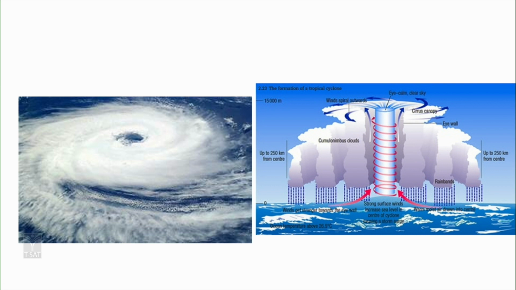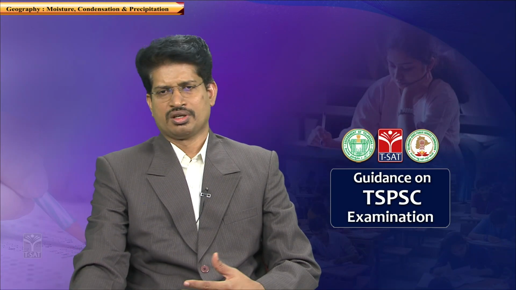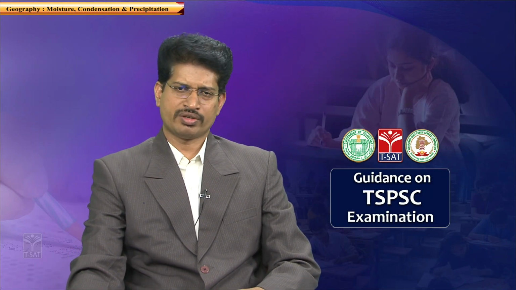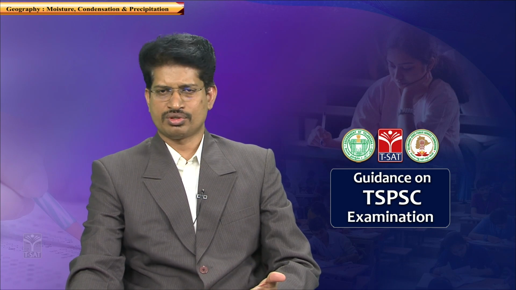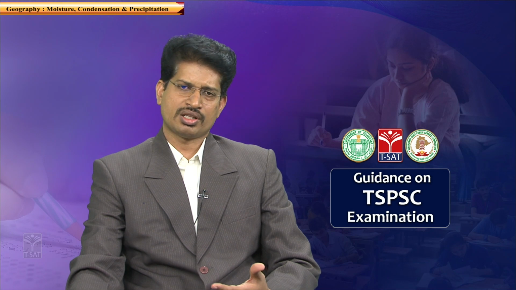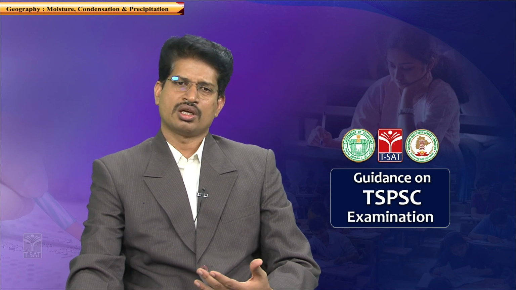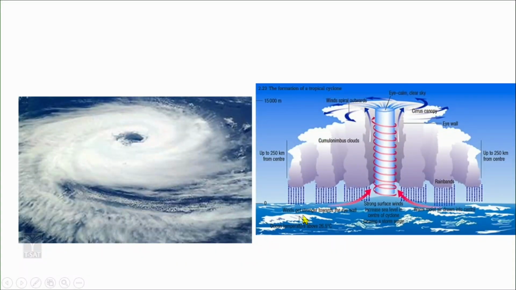These types of cyclones develop more in tropical regions, and they even pass to temperate latitudes, in the case of Japan, etc. They are given different names depending upon the region. For example, in China and Japan they are known as typhoons, in Australia they are known as willy-willies, and in our country we call them cyclones or hurricanes. So, they are given different names in different places.